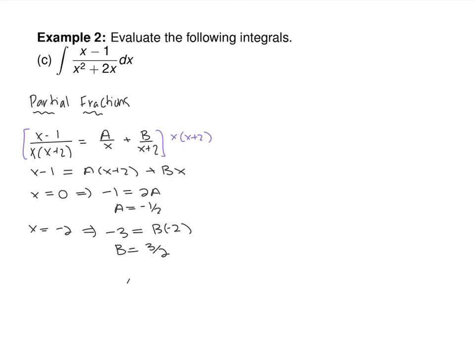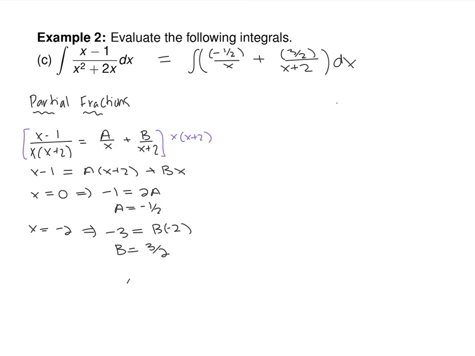And this tells us that the ratio x minus 1 over x times x plus 2 really came from negative a half over x plus 3 halves over x plus 2. And if you want to check that, you could get a common denominator and add the fractions together, and you're going to get back x minus 1 over the quantity x squared plus 2x.